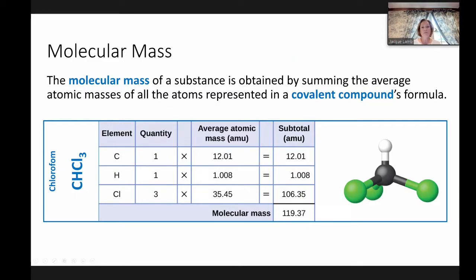For a molecular compound or covalent compound, it will be the molar mass or molecular mass. It's obtained by summing the masses of all of the constituent atoms. By the way, I did want to point out something here. This came up, and this relates to the work that we did in the last chapter. This molecule is chloroform, CHCl3.